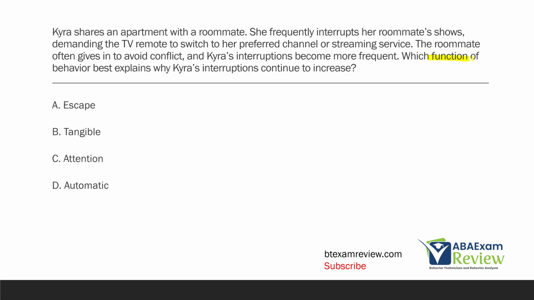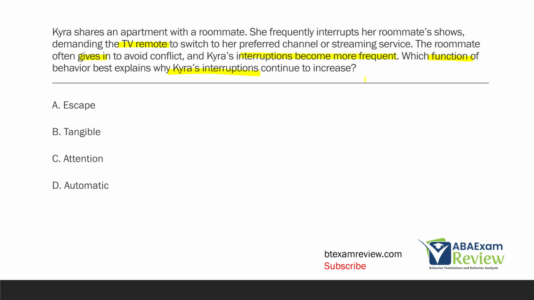So we're starting with a function question, and as always, with the function question, we're trying to figure out why is the behavior happening? What is the person gaining or getting rid of as a result of their behavior? In Kyra's case, why is she interrupting? Well, she shares an apartment and she interrupts her roommate's shows to get the TV remote. So Kyra is engaging in these behaviors in hopes that she'll be given the remote. And the result is the roommate, to avoid conflict, gives in. So Kyra engages in interruptions, gets the remote, and as a result, the interruptions become more frequent.